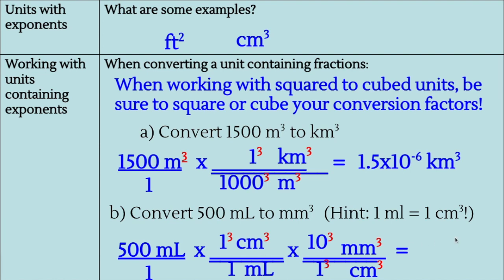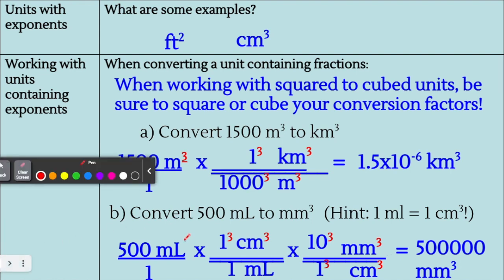So now, when I multiply my way through, I end up with 500,000 millimeters cubed. I can see that milliliters on top cancels out with milliliters on the bottom. Centimeters cubed cancels out with centimeters cubed. I'm just left with millimeters cubed.